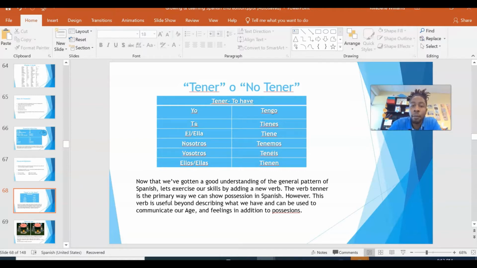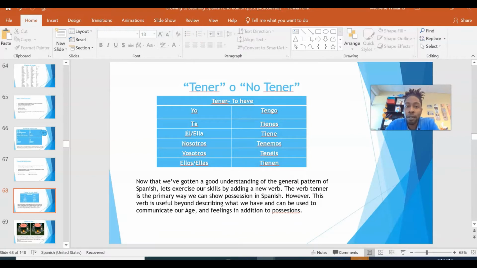So today vamos a hablar sobre el verbo de tener y no tener. We're going to be talking about this verb tener, and the ways we use it. We're going to be using it for possession mostly, but we can use it for a couple of extra things. And I need to make sure that I remember to teach this part in class too.